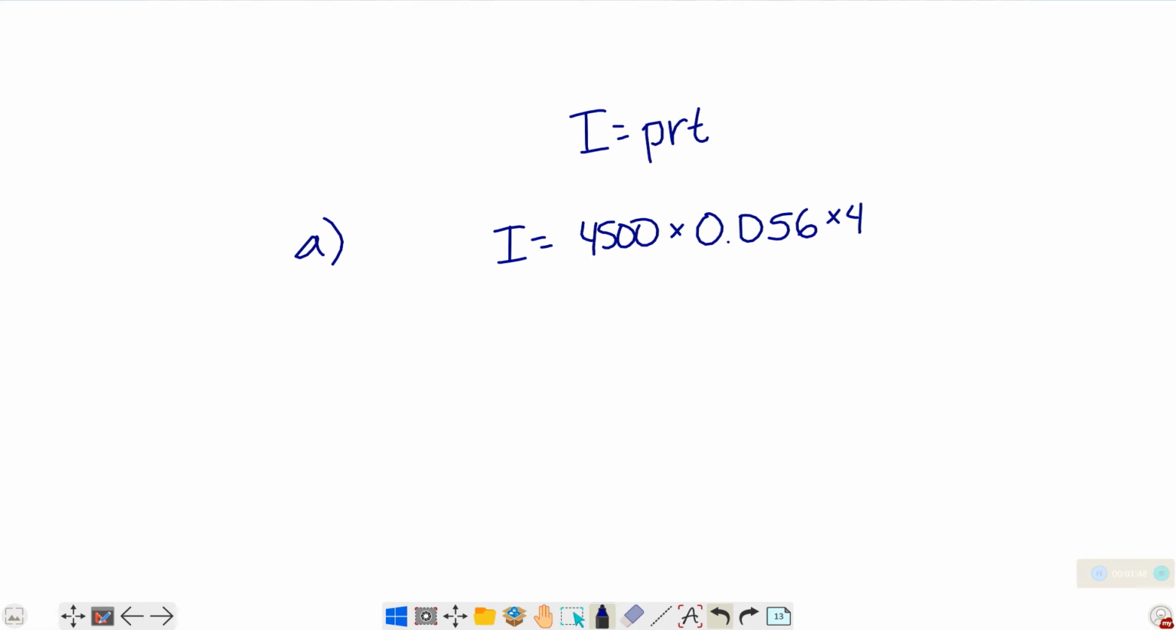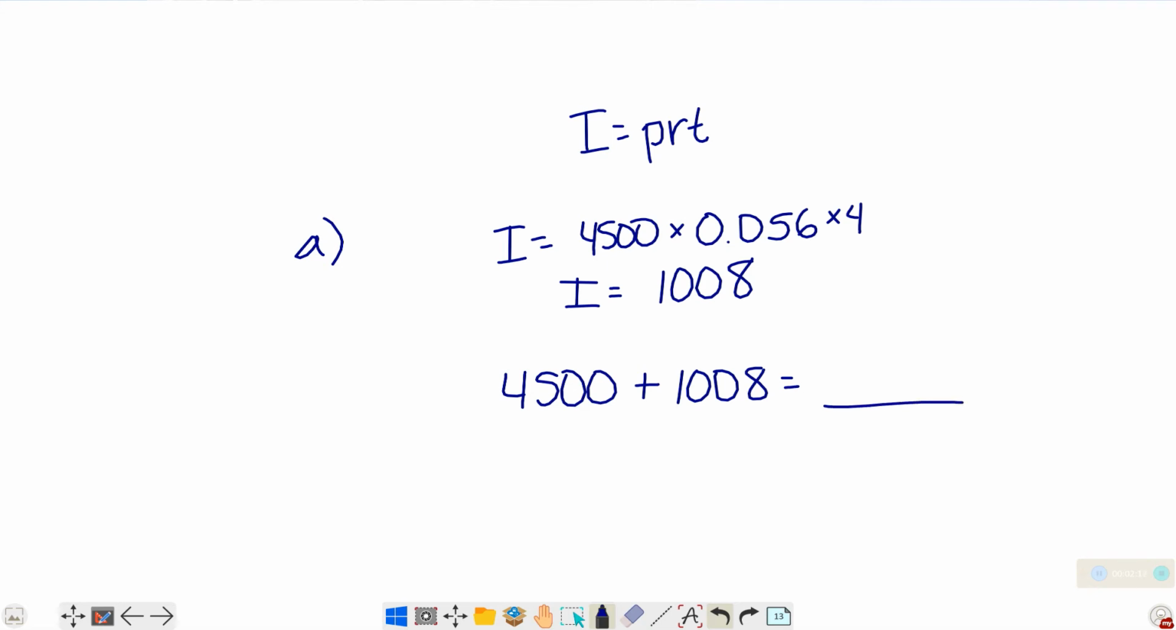In your calculator, type this in and figure out what the interest is. And this comes out to $1,008 worth of interest. So we still need to figure out, does she have the correct total? His loan started at $4,500 and he has to pay the interest. Is that going to come out to a total of $5,508? Tell me what that is and then explain. Do you agree or disagree and why? Is she right? Is she wrong?